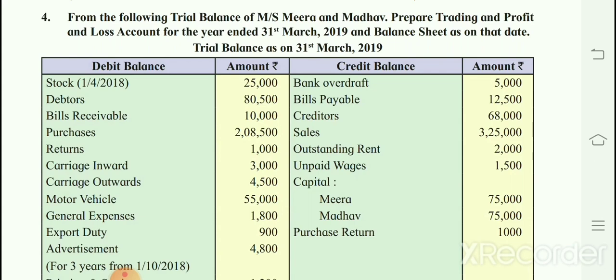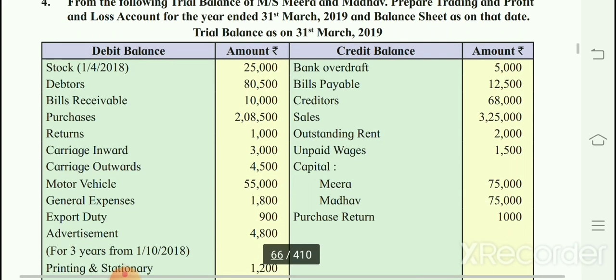If we observe it carefully, it will be declared that this problem is based on fluctuating capital method as there is no current account balance of partner given. So let's start the item posting first.